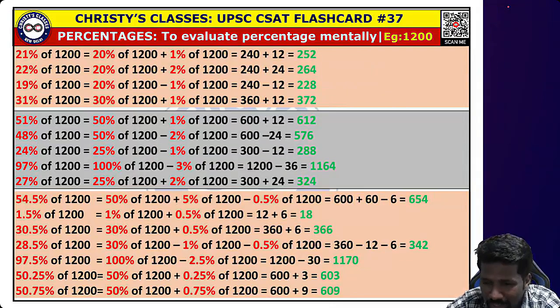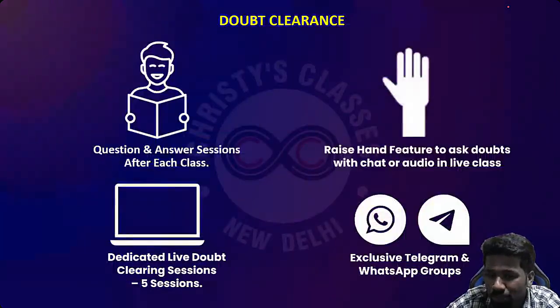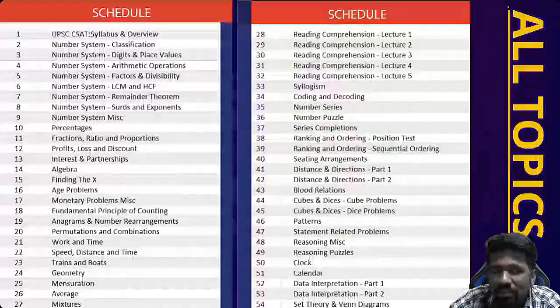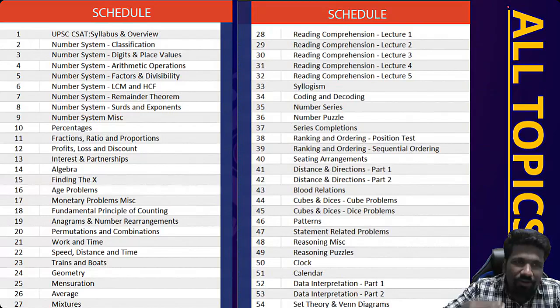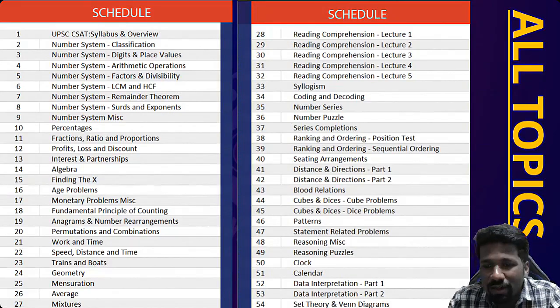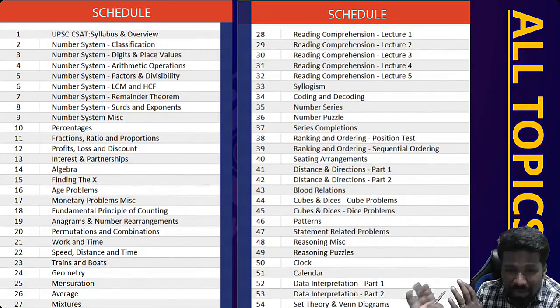So in this batch, or in this course, we'll be starting with the speed matrix. The next 2 lectures will be on speed matrix alone. Then only we will be starting number system, so that it will be a smooth transition. When you start number system, you won't have much problem, at least with the arithmetic things.